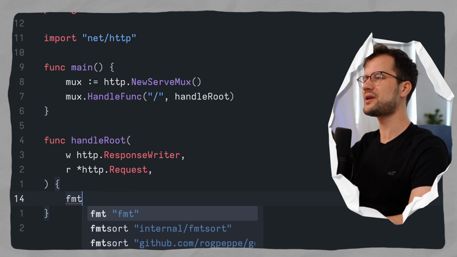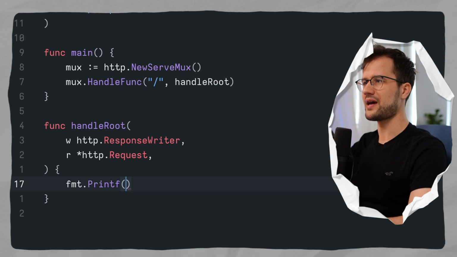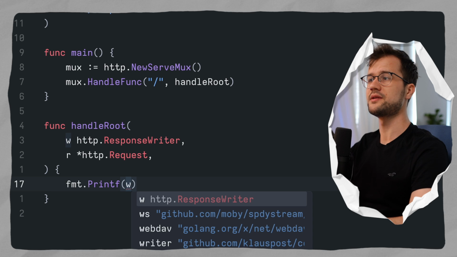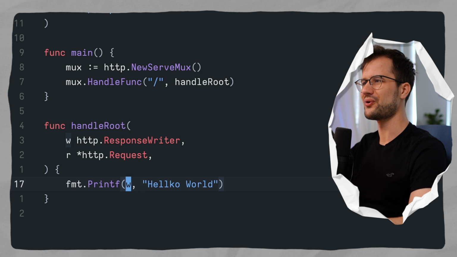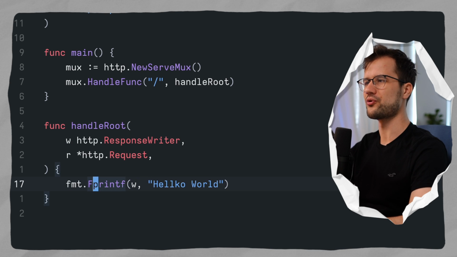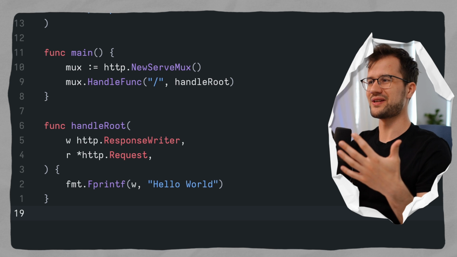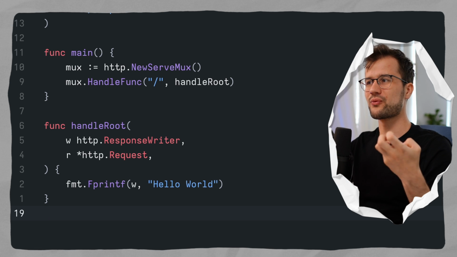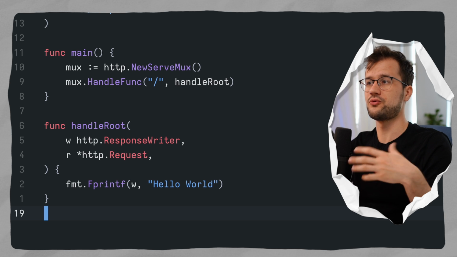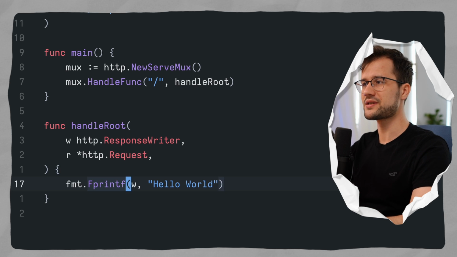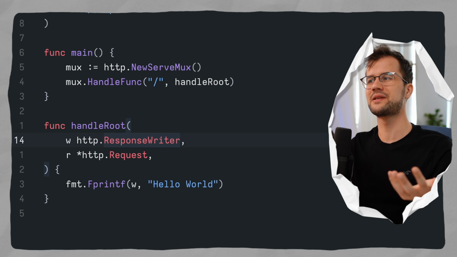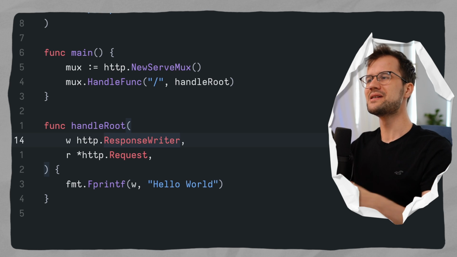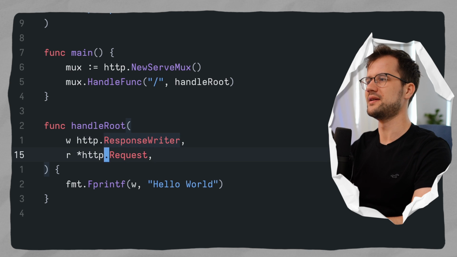And for now, we are just going to say fmt.Fprintf, and then we are going to say w, because we are making use of the response writer here. And here we are going to say hello world. Now it's important to know that it's not Printf, it's actually Fprintf. Fprintf is a really generic function that allows us to write anything we want to a response writer or to a writer in general. Because in the end, let's just inspect this Fprintf function. This Fprintf function just wants an io.Writer interface in the beginning. And because our response writer implements the io.Writer interface, we are able to use the w, so the response writer, in the Fprintf function.